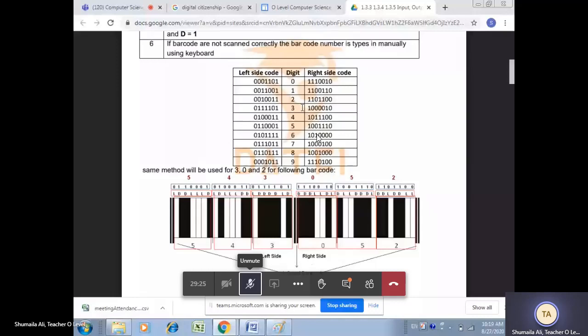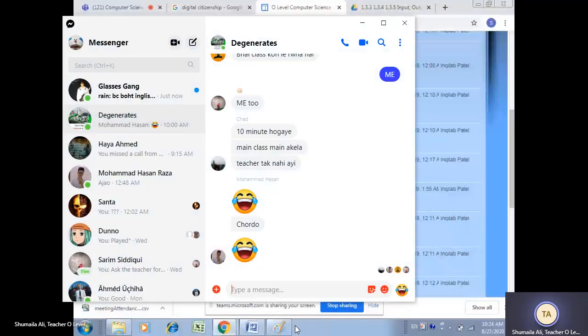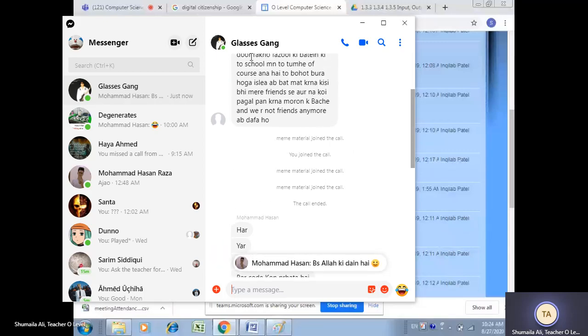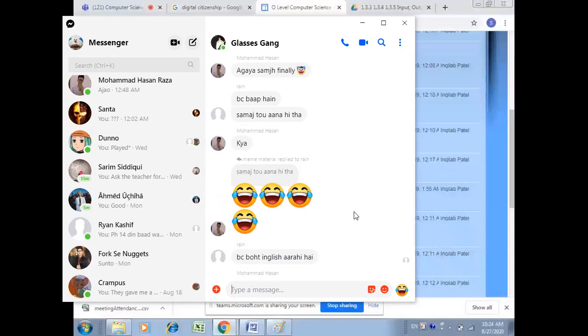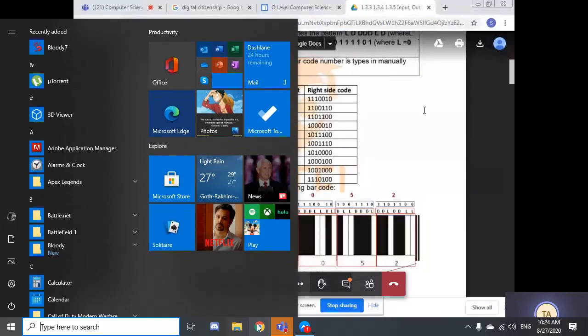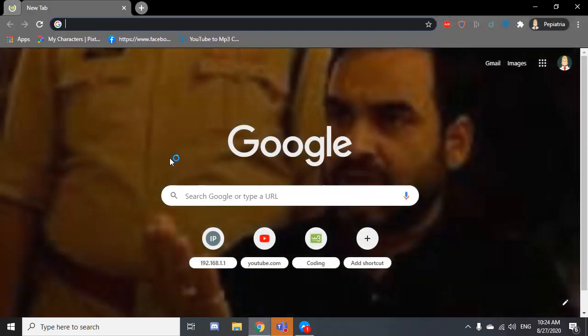You will observe my screen. I open the folder of notes. In this folder, 1, 2, 3, 4, 5, the 6th one. I put the tick mark on the 6th one. This is the chapter input, output, and storage devices. When you click on download or view, this workbook is open. You will start with page number 16. I am on page number 21 of this workbook. From here you will find the table.